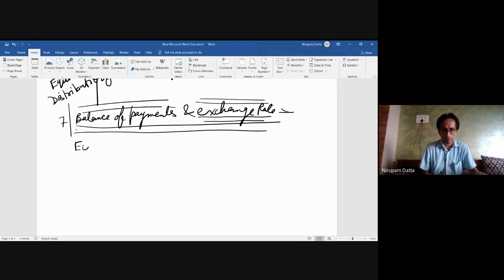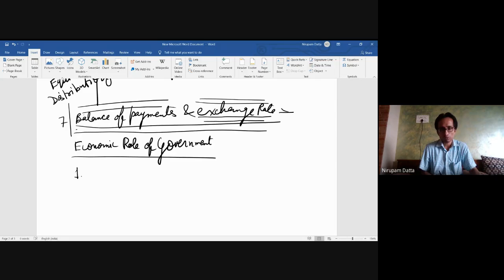Next, we move to the economic role of government. So the economic role of government gets played out through two important policies, that is monetary policy and fiscal policy.